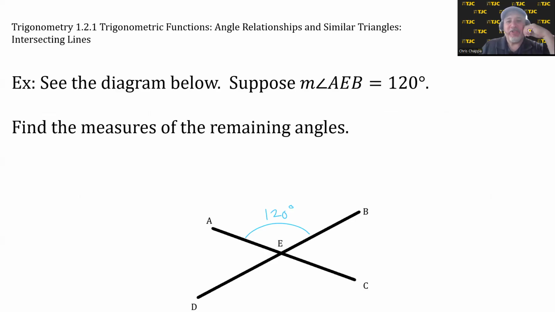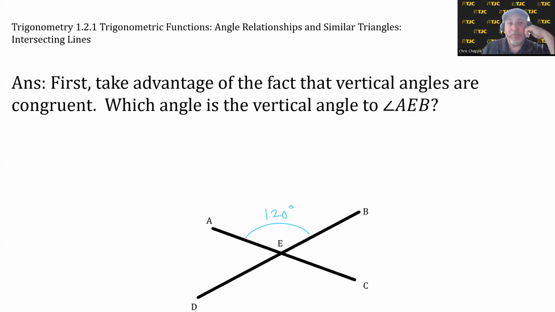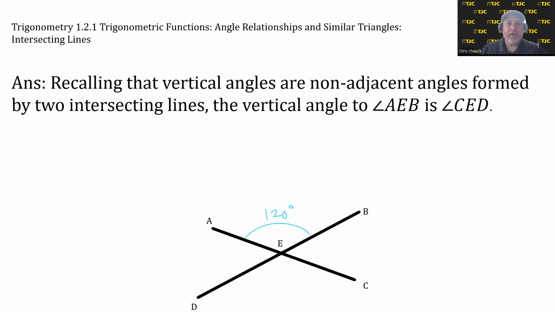For this first example, see the diagram below. Suppose the measure of angle AEB equals 120 degrees. Find the measures of the remaining angles. Well, first, let's take advantage of the fact that vertical angles are congruent. Which angle is the vertical angle to angle AEB? Which is the non-adjacent angle? It's the one at the bottom.